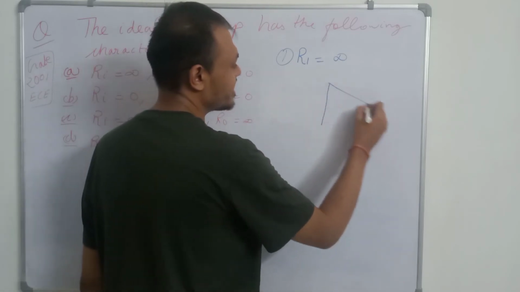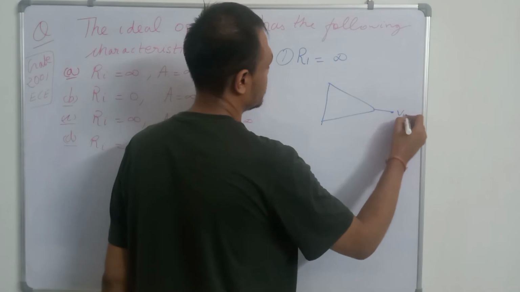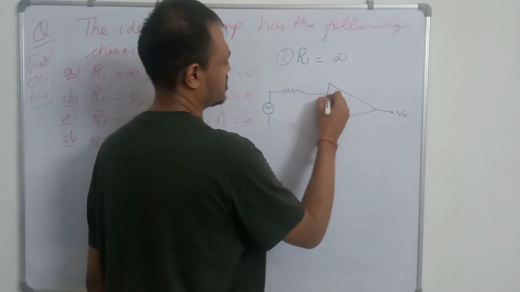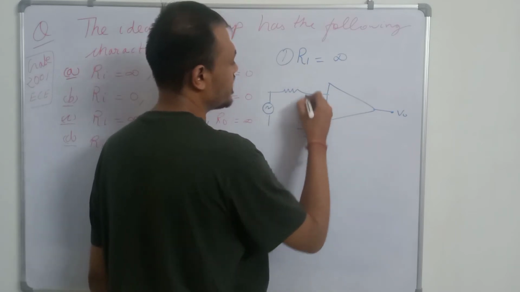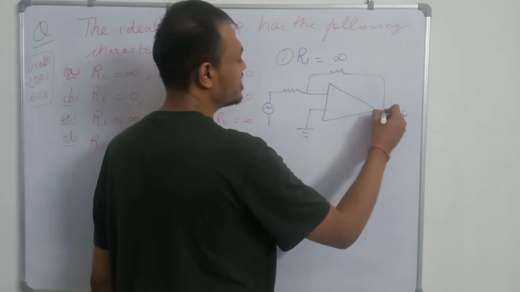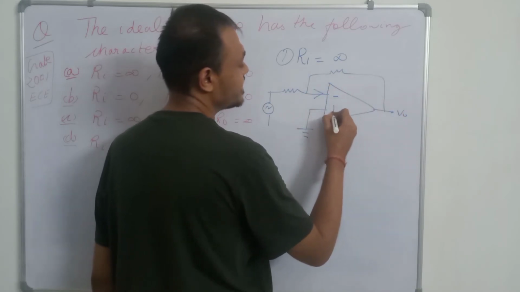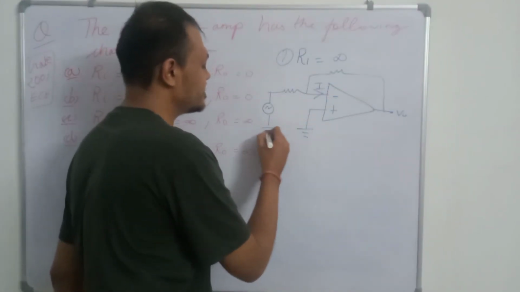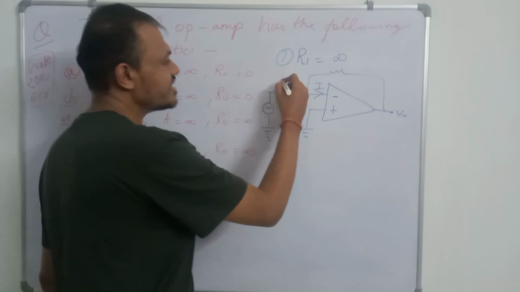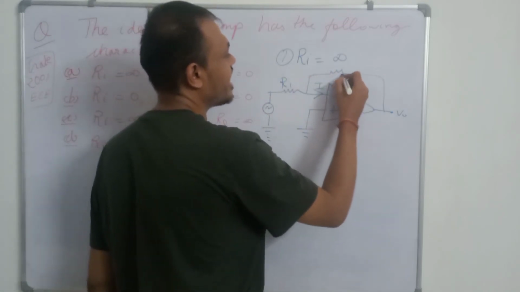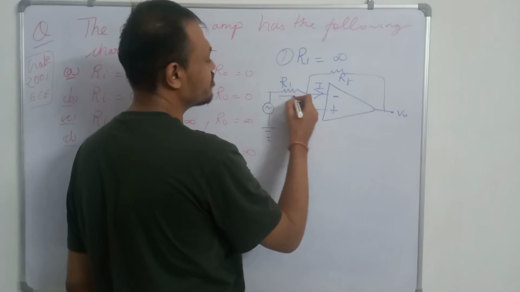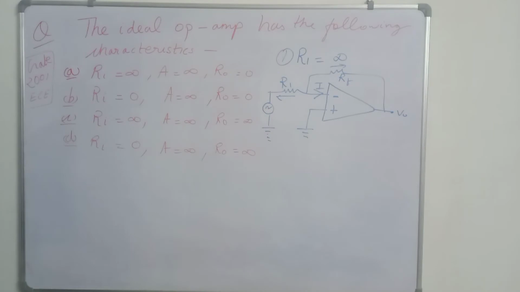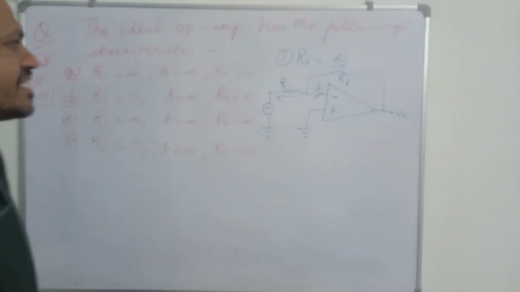Let this be an op-amp circuit. Infinite input impedance means that the current flowing inside the op-amp is 0. This current I is 0. Let this resistor be R1, this resistor be Rf. The current is flowing only through these two resistors, and the current flowing inside the op-amp is 0. So the input impedance of the ideal op-amp is infinite.